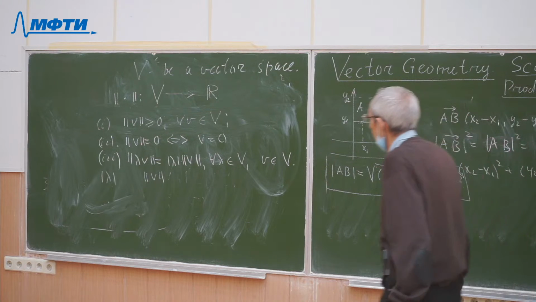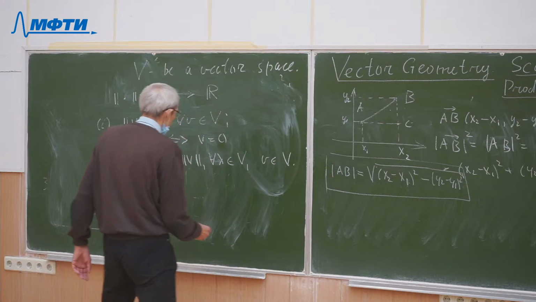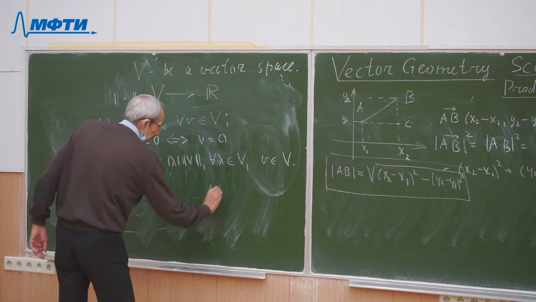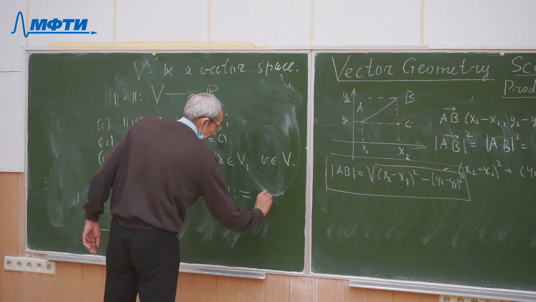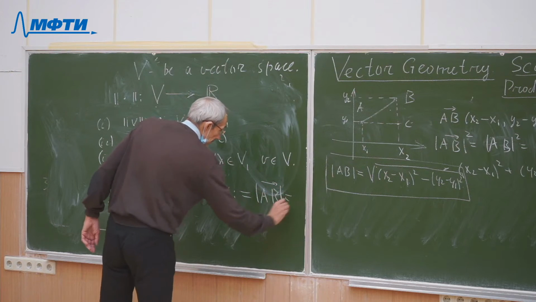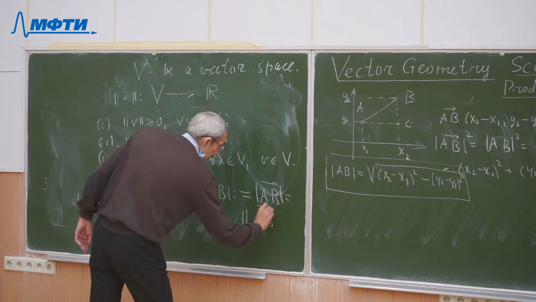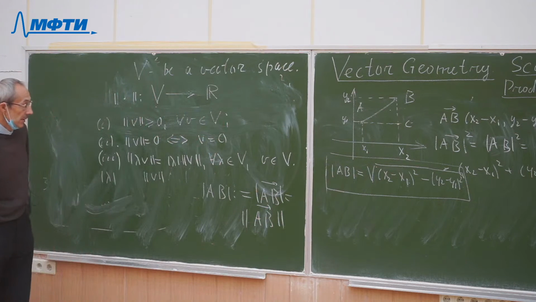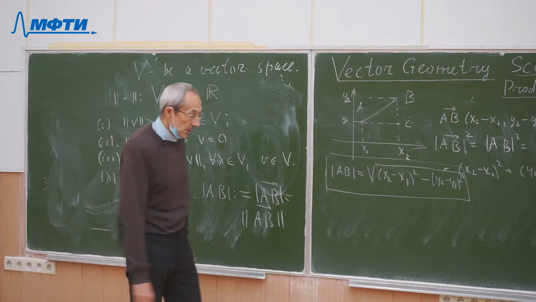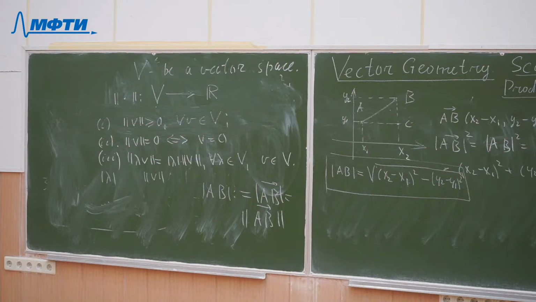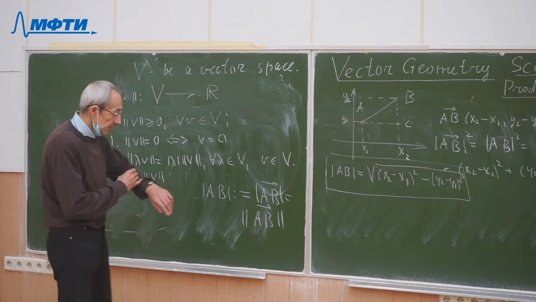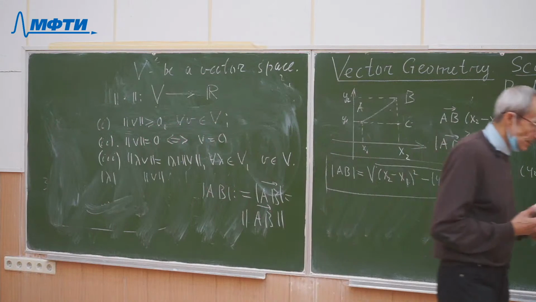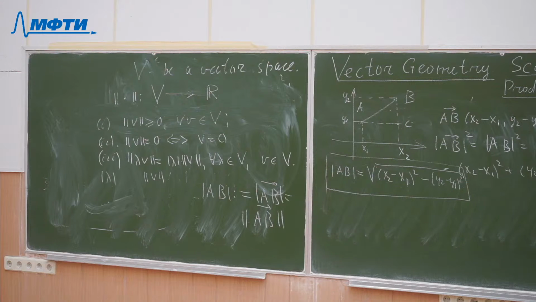And we also define the distance between 2 points A and B as the norm of vector AB, or using the second notation, the norm of the vector with endpoints A and B. And we define the notion of distance in an abstract vector space.